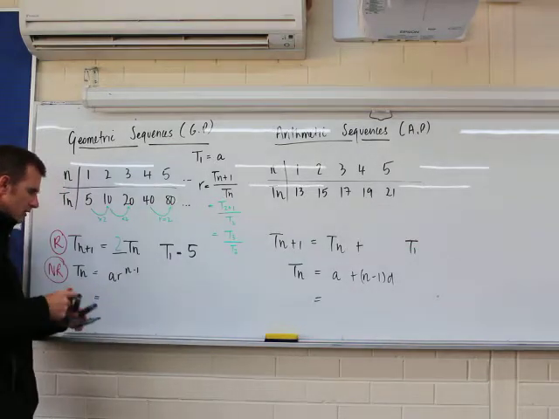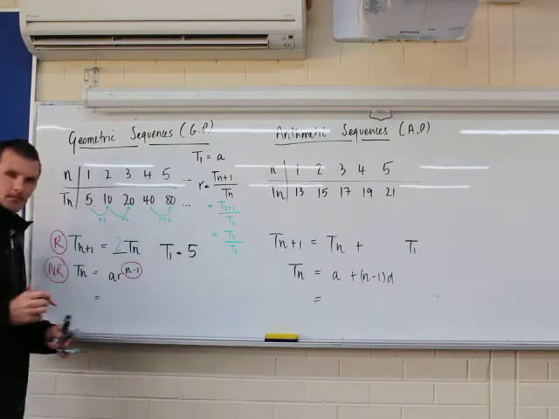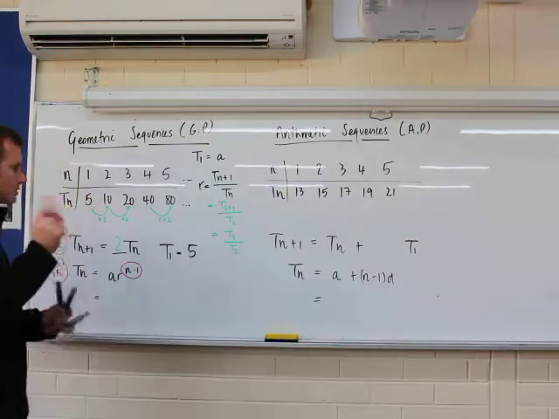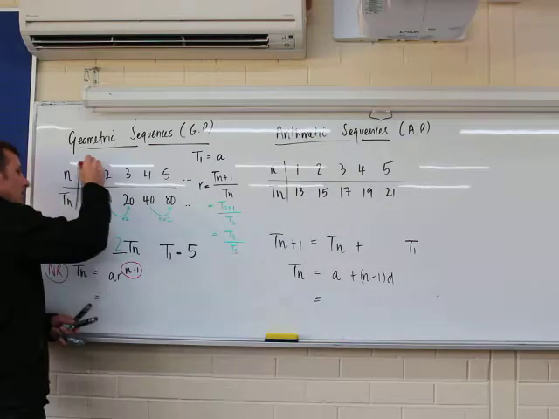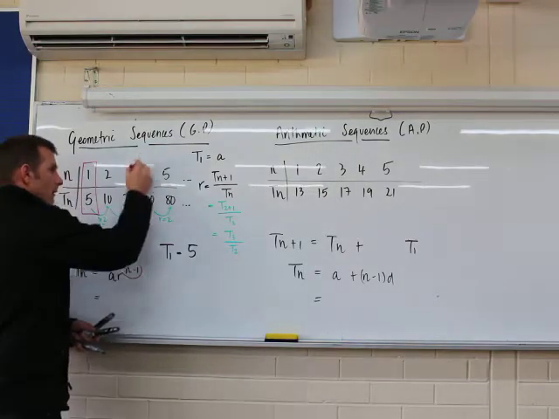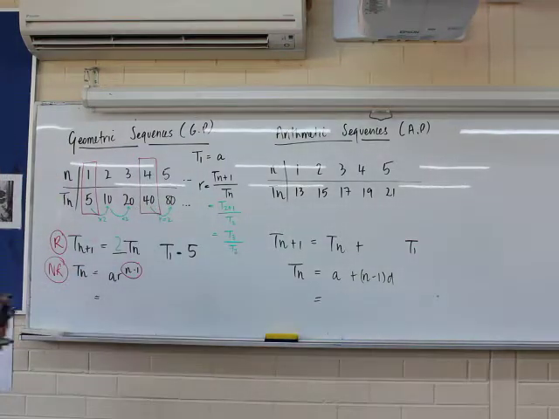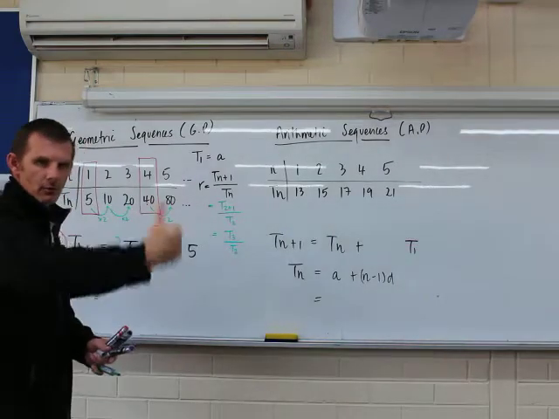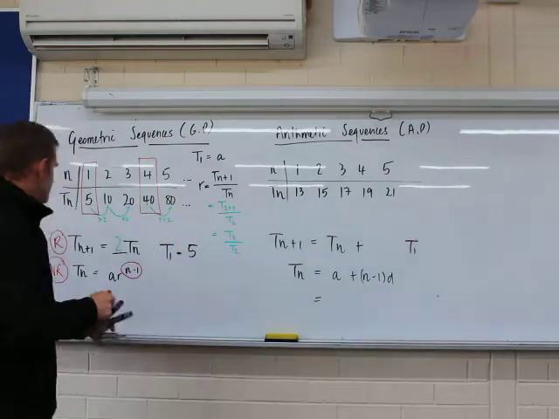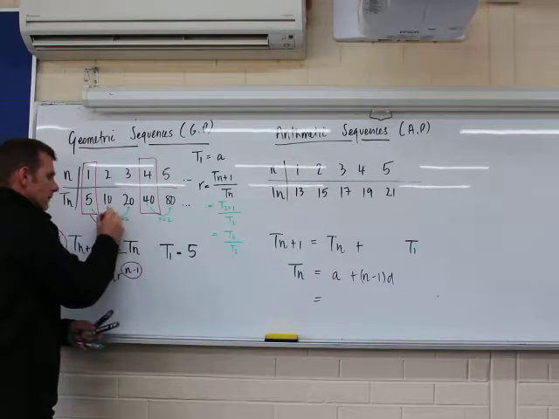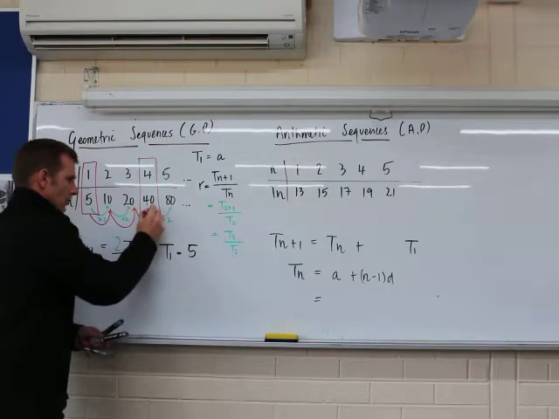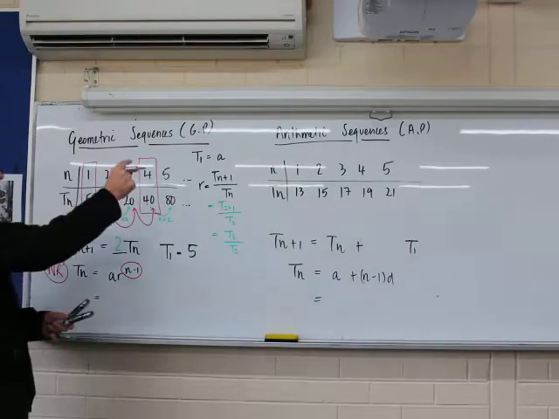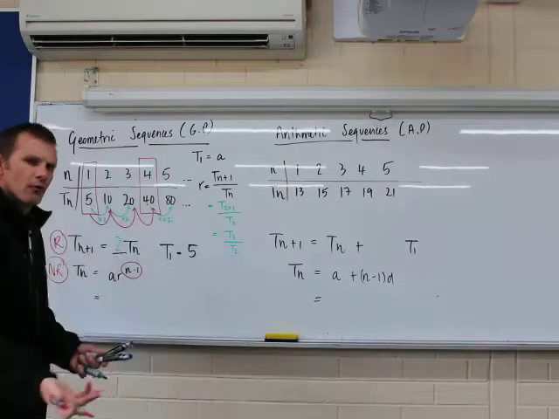Now what I want to do is explain this part right here: ar to the n minus 1. All right, let's pick two T values. I'm going to pick this one right here, and I'm going to pick this one right here. Between those two values, between the 5 and the 40, each time I'm moving along my sequence, I'm multiplying by 2. So I multiply once, twice, 3 times. I make 3 jumps. I multiply 3 times, but I'm getting to the 4th term.